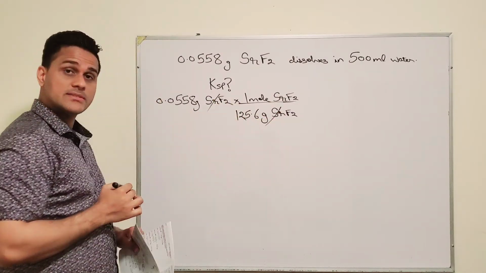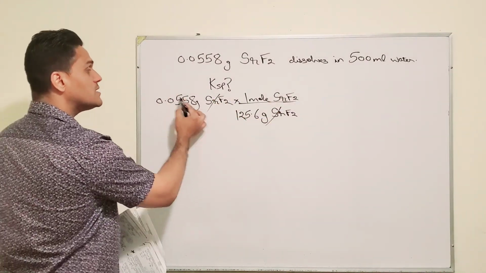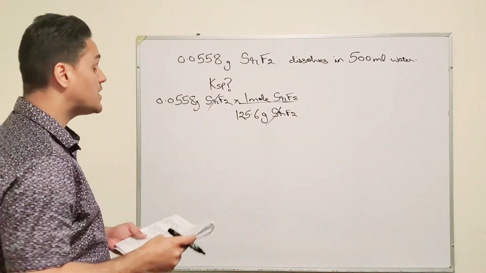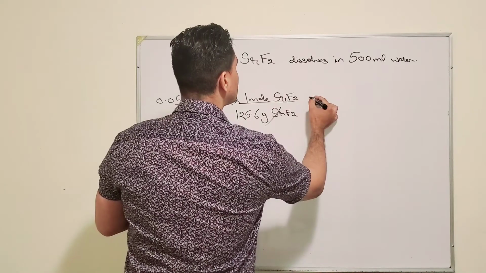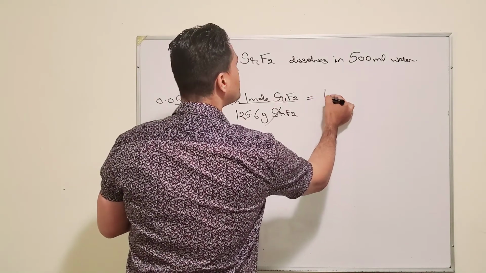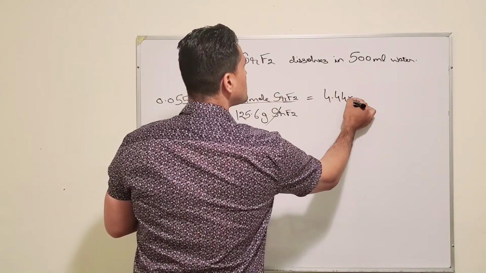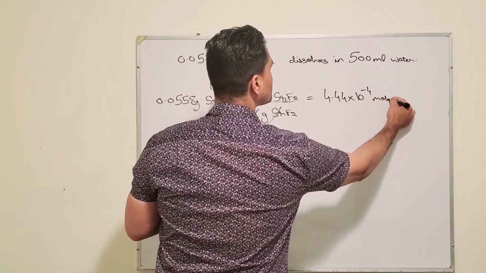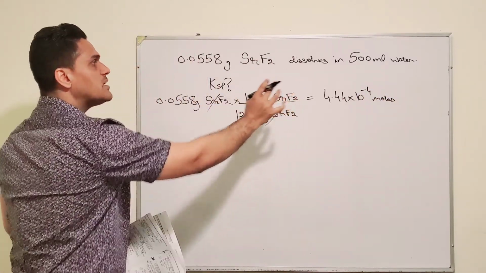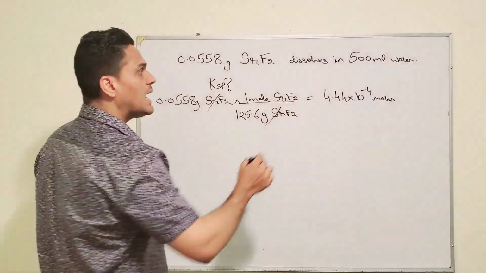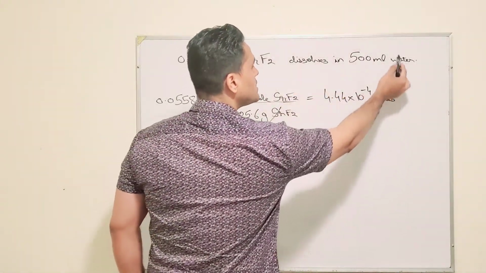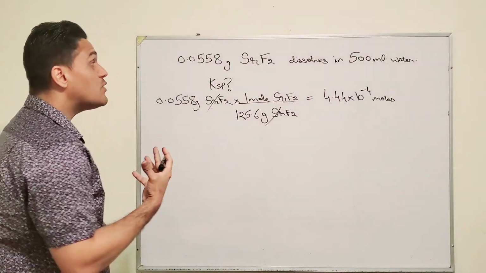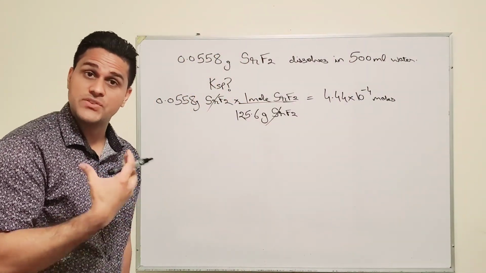Grams and grams cancel. You take this number divided by 125.6 and that's going to give you the moles of SrF2, which will be equal to 4.44 times 10 raised to the power minus 4 moles. So we have these many moles of SrF2 and we know these many moles are going to dissolve in 500 ml water. So now we're going to get the molarity, which is the concentration.